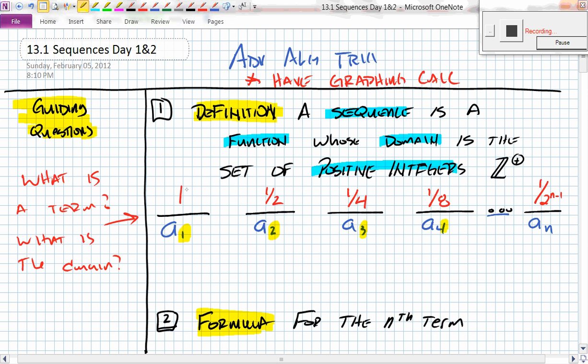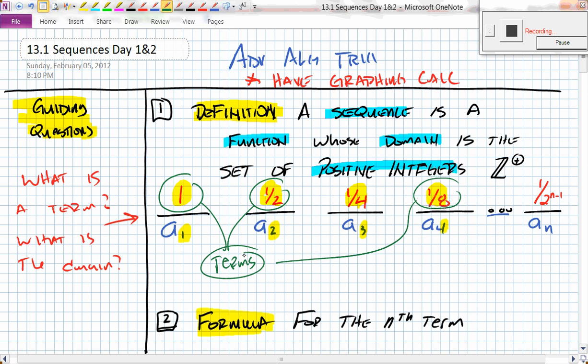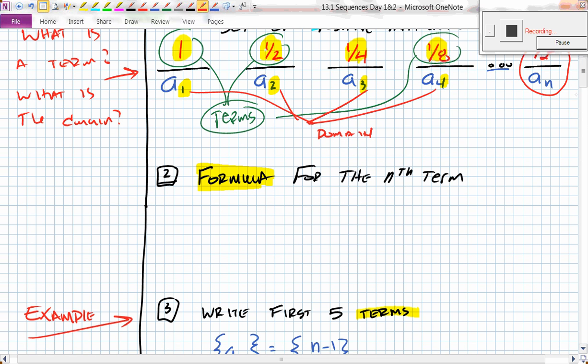Okay, these parts right here, the 1, the 1/2, the 1/4, the 1/8, those are what we call the terms. So what is the fourth term of the sequence? 1/8. Very good. 1/8 is the fourth term. These are all called the terms. These parts down here, the 1, the 2, the 3, the 4, those are the domain values. And then, of course, we finally have the nth term way out on the end there, continuing in that fashion. So if I had 20 terms, I would write the sequence out 20 times, and that would be my sequence of numbers.